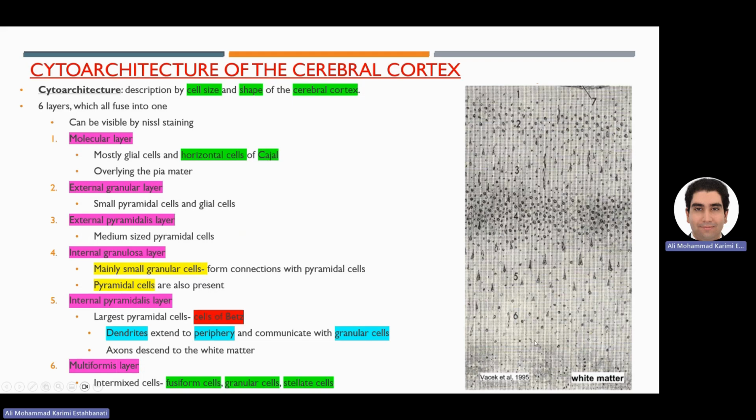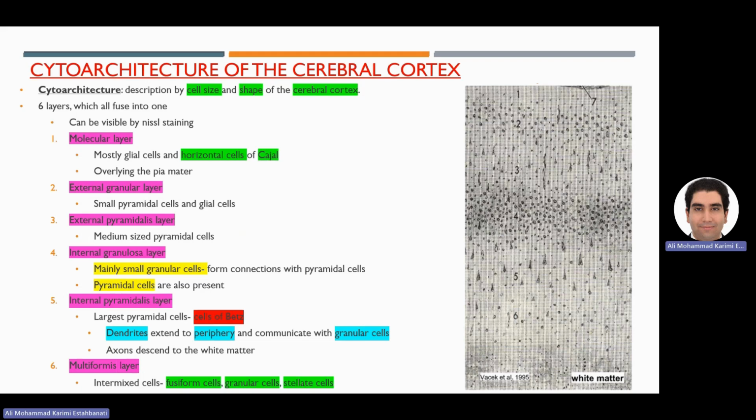Now, we will have the multiform layer. It's another name for so many different cells in the same layer. And the cells, the easy names that you can remember, are fusiform cells, granule cells, and stellate cells. There are more, but these three will solve your problem for answering this question. Now, these are the cytoarchitecture of the cerebral cortex.